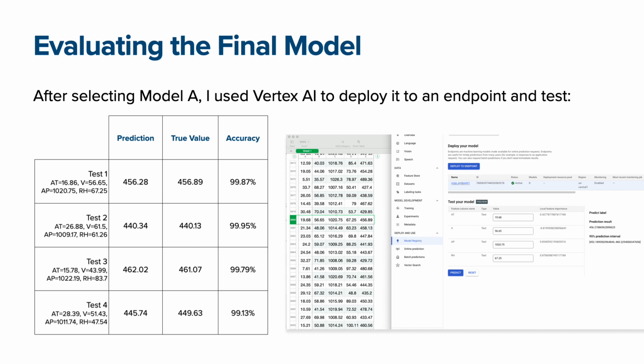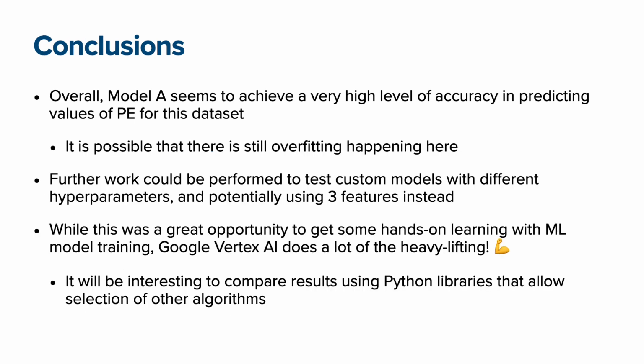And what I found is captured in the table on the left side. I found that the predicted values from this model were very close to the true values that were observed in the data set. In fact, it was over 99% accuracy. So given this, I feel that Model A seems to achieve a very high level of accuracy in predicting the values of PE. However, it's still possible that there's some overfitting happening here. So we could do further work to tune the hyperparameters and potentially look at using three features instead.